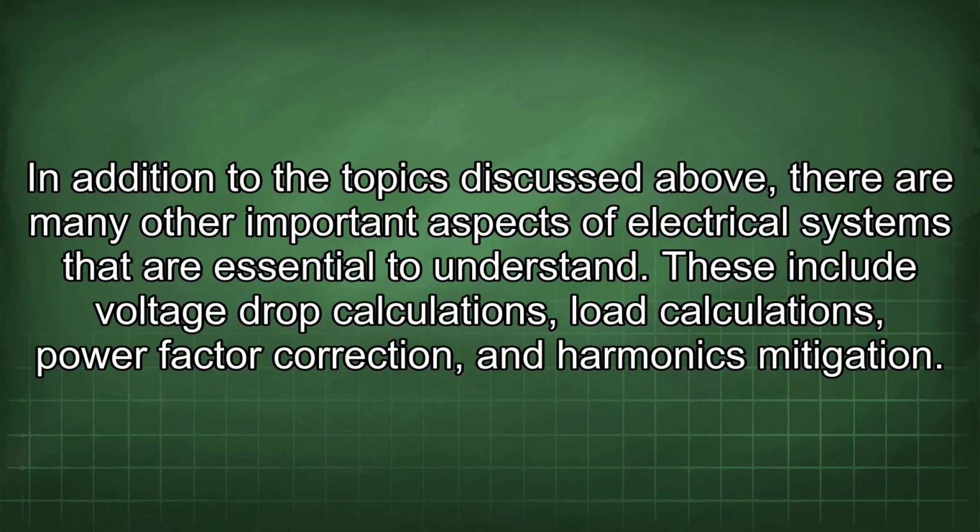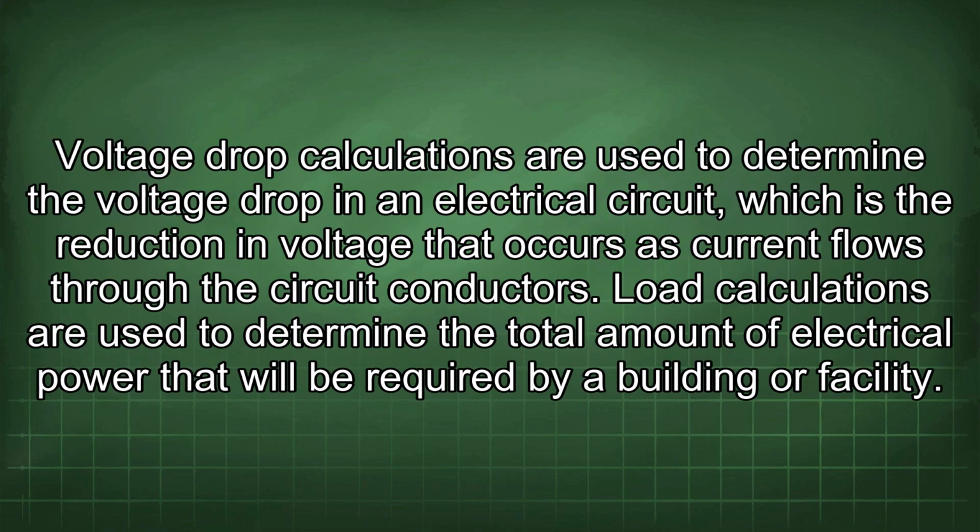In addition to the topics discussed above, there are many other important aspects of electrical systems that are essential to understand. These include voltage drop calculations, load calculations, power factor correction, and harmonics mitigation. Voltage drop calculations are used to determine the voltage drop in an electrical circuit, which is the reduction in voltage that occurs as current flows through the circuit conductors.